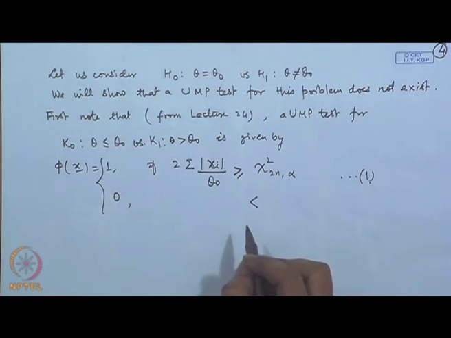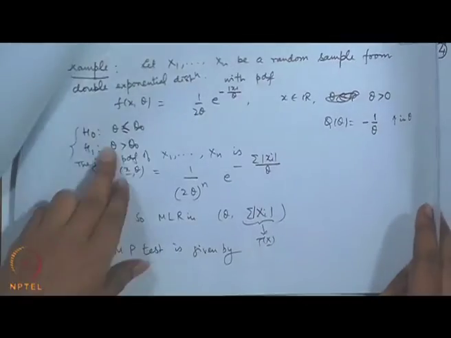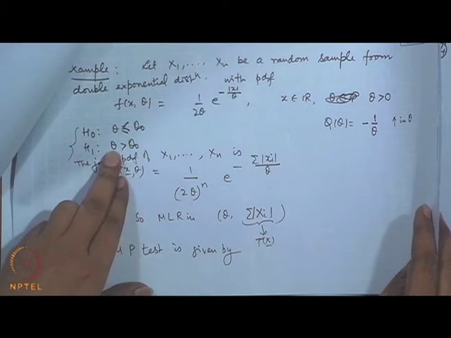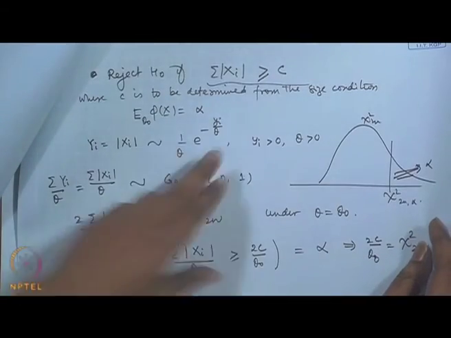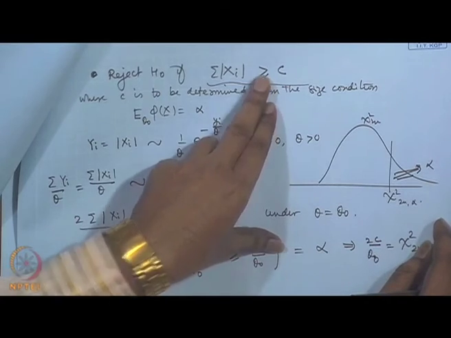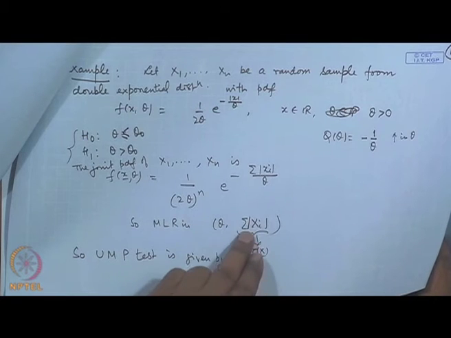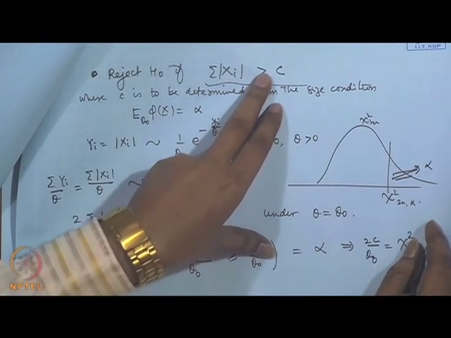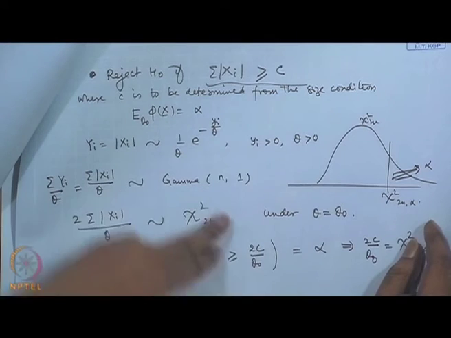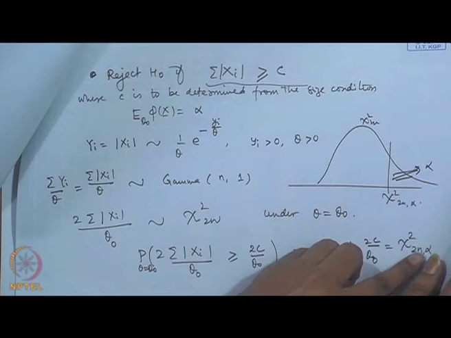Now, if you consider the dual problem here, the dual problem is to consider H naught: theta greater than or equal to theta naught against theta less than theta naught. Then in that particular case, the rejection region will become less than or equal to here. The reason is that we are having the monotone likelihood ratio in theta and sigma modulus of x i. So, the rejection region will become less than or equal to here, and when we proceed in this fashion, the constant will become chi square 2n, 1 minus alpha. Therefore, we can write that form here.